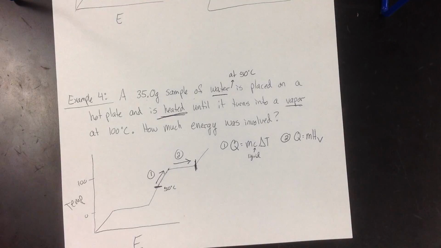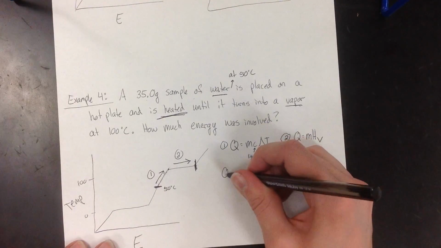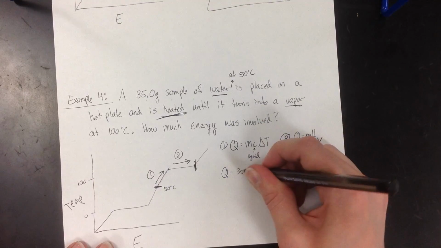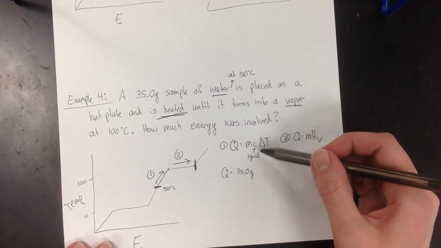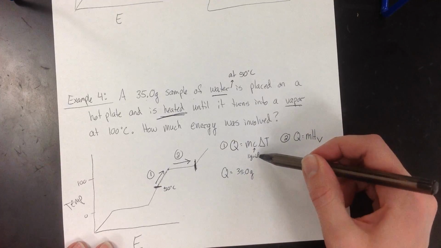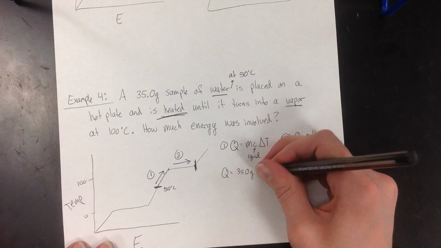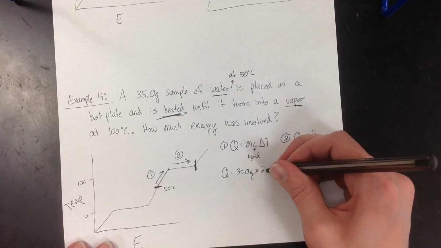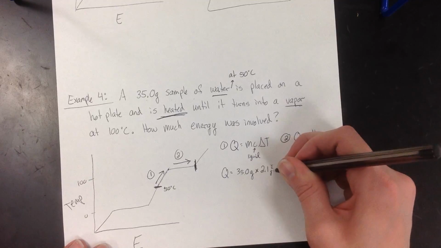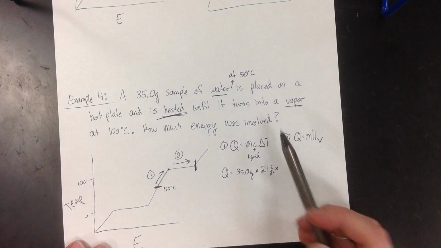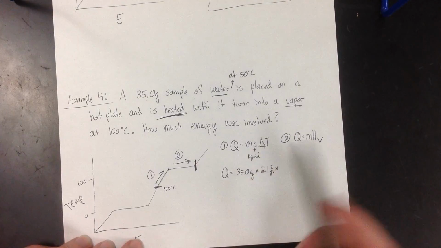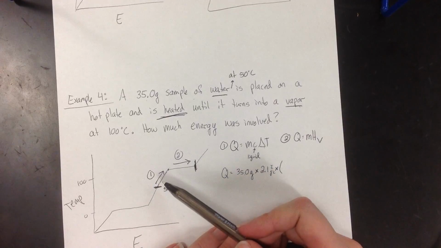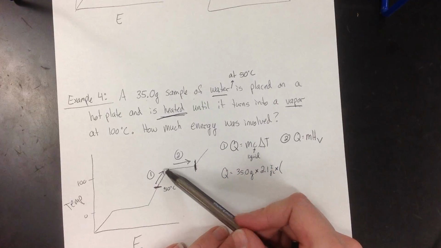So let's just start plugging in what I know. My Q is what I'm trying to find. My mass is 35 grams. My C for a liquid, if I look on my reference sheet, it tells me that the heat capacity of a liquid is 2.1 joules per gram degree Celsius. And then my temperature change, again that's final minus initial. So I'm ending, my final temperature is way up here at 100.